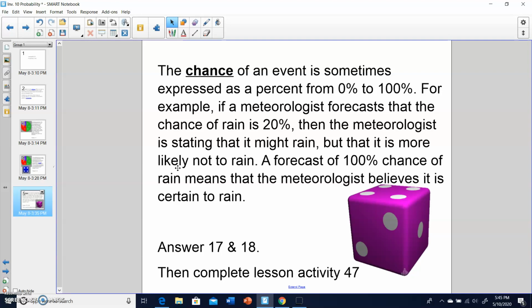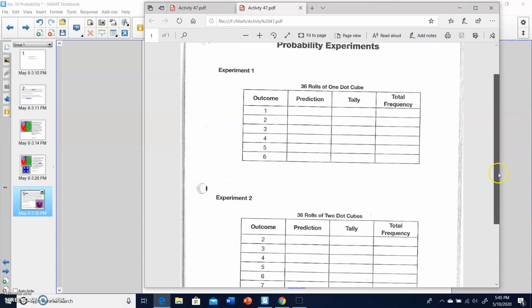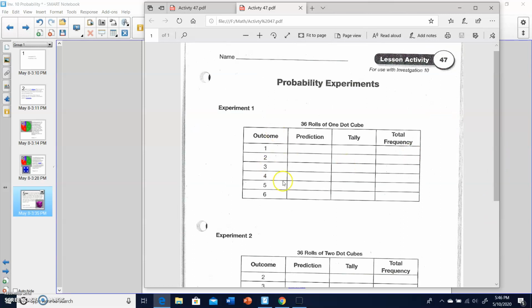Answer the questions 1 through 18. You can either use a notebook or a regular homework page. Then you need to complete lesson activity 47, which looks like this, and in order to complete that, you will need a dice. And then you're going to keep track. First make your predictions. These are my choices. I can roll a 1, 2, 3, 4, 5, or 6.